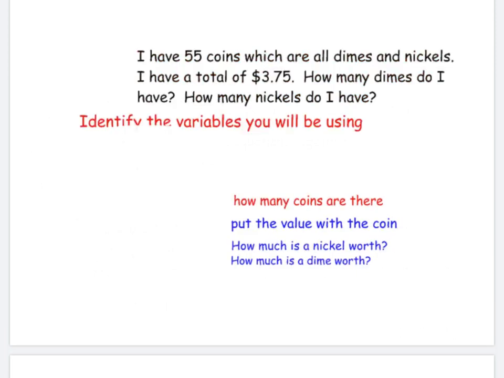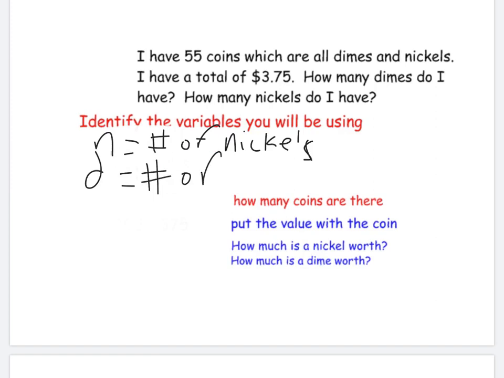So this example says I have 55 coins, all of which are dimes and nickels. I have a total of $3.75. How many dimes do I have? How many nickels do I have? So it says to identify the variables. I'm going to use N and D. N is going to be the number of nickels. And D is going to be the number of dimes.